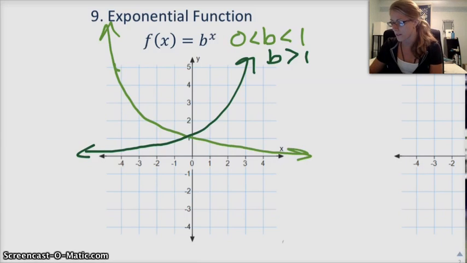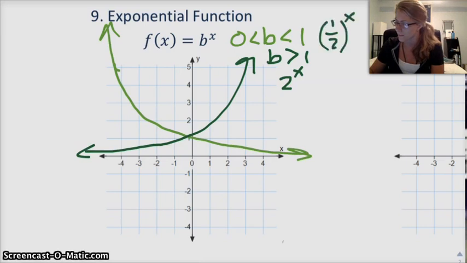Okay, so that's your basic parent function, depending on what b is. So b greater than 1 would be like 2 to the x. B between 0 and 1 is like 1/2 to the x. Okay, two different functions, and so they look different.